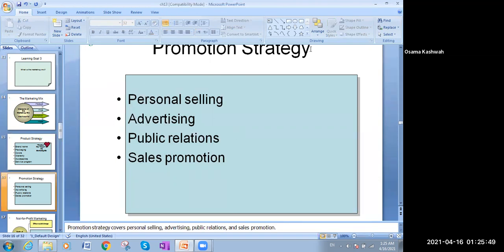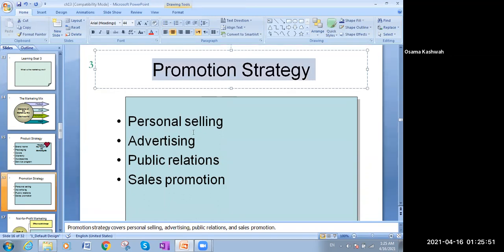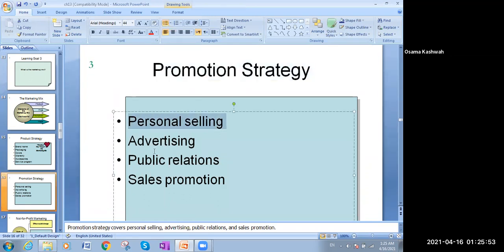What about the promotion strategy? What do we have about the promotions? Personal selling means selling person to person. For example, people who come to visit you in your office, and they bring their own goods with them, and they try to talk to you. Personal selling is very nice, because if you have any question, they will reply to you on the spot.